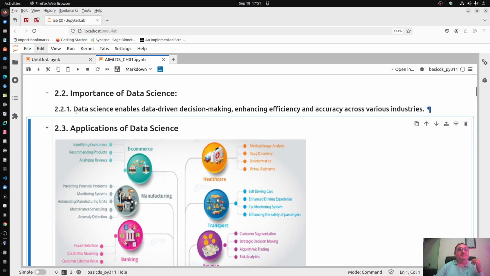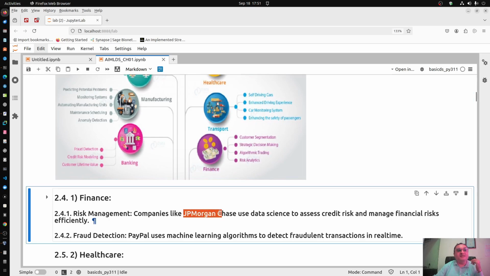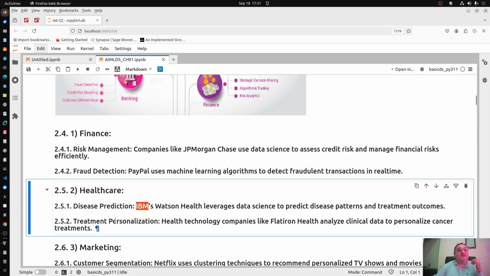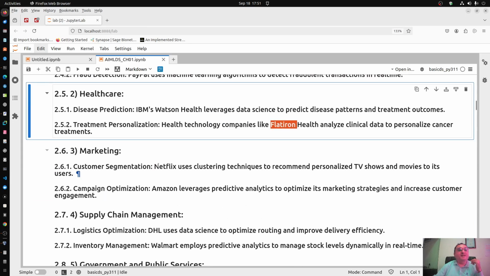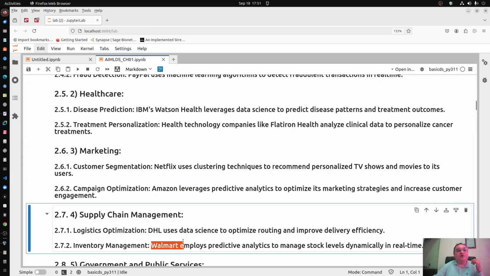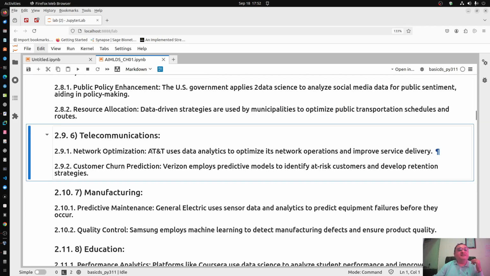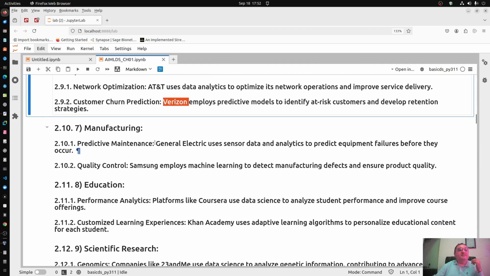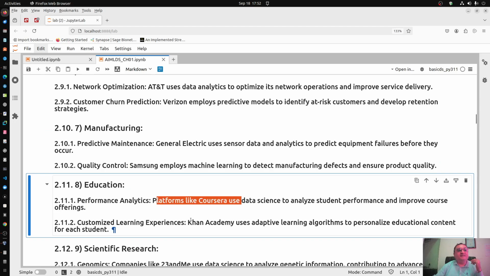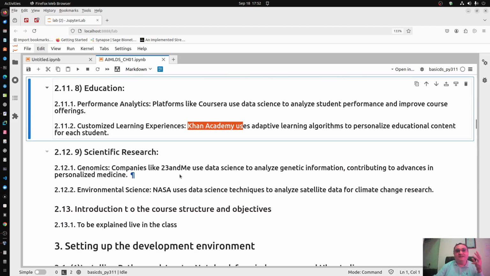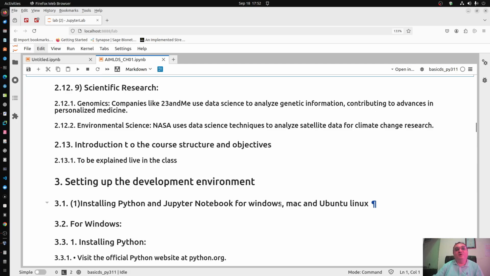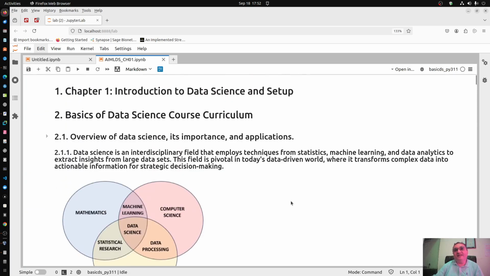Okay. In the next lecture, we will discuss applications of data science, practical applications which are used by actual companies like JP Morgan, PayPal, IBM, healthcare analytics companies, Netflix, Amazon, DHL, Walmart, the US government, various municipalities, then AT&T, Verizon, General Electric, Samsung, Coursera, Khan Academy. You name the companies which have come up in the last maybe 10, 15 years, and it will not be that they are not using data. It will always be that they are extensively leveraging data-driven insights.